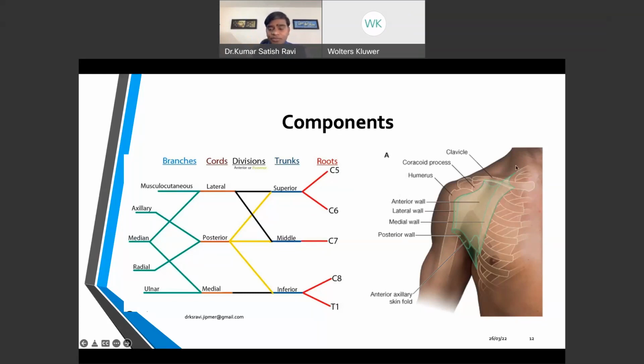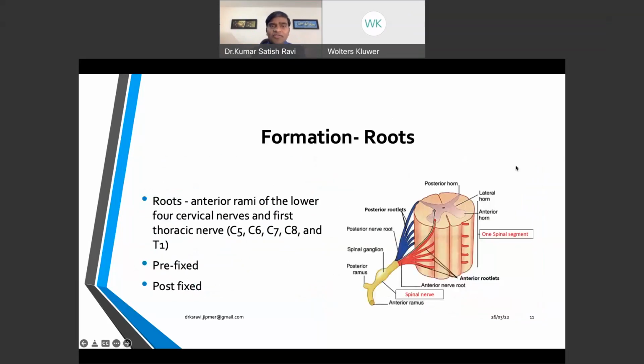So when we talk about the formation, this brachial plexus is formed by the ventral rami of the lower 4 cervical nerves and the first thoracic nerve, that is T1, and these emerge downwards and go laterally between the scalenus anterior and the medius muscle and form 3 trunks, that is the upper trunk, the middle trunk, and the lower trunk in the posterior triangle of the neck.